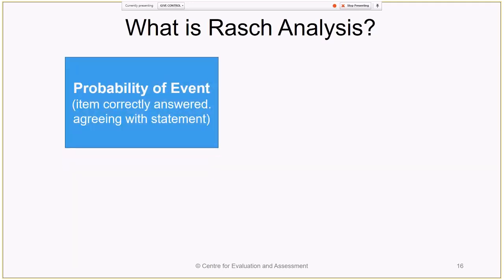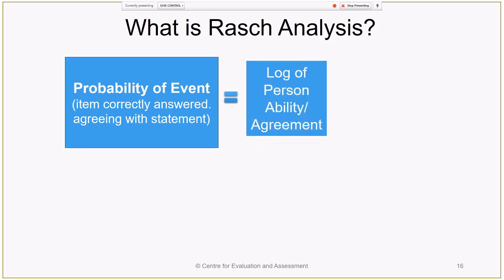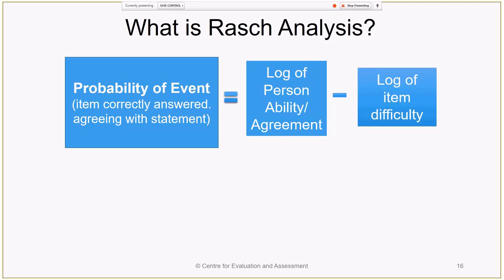So the probability of an event occurring, in our case, the event occurring is somebody correctly answering our test item, or if we have a questionnaire, what's the probability that they will agree with a statement in our questionnaire? It's a function of the log of person ability or agreement minus the log of item difficulty. So if high school maths was a long time ago and you don't remember the natural logarithm, don't worry about it.